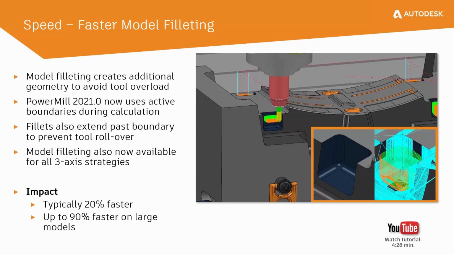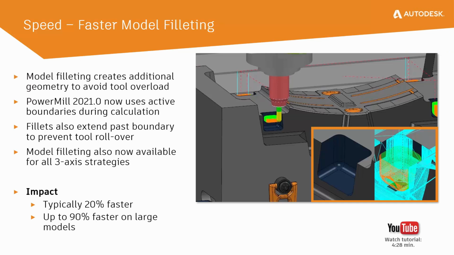Well, this model filleting functionality, when it was introduced, had a huge impact on not just the quality of toolpaths and their safety, but you were also able to run those toolpaths faster because you could run at a constant feed rate, knowing there'd be no spikes in tool load. Now, with the release of PowerMill 2021, we include two major improvements. The first one is speed, and that is that the model filleting functionality is just generally 20% faster because the algorithms have been improved. But we've also updated this code so that it respects the state of any active boundaries.